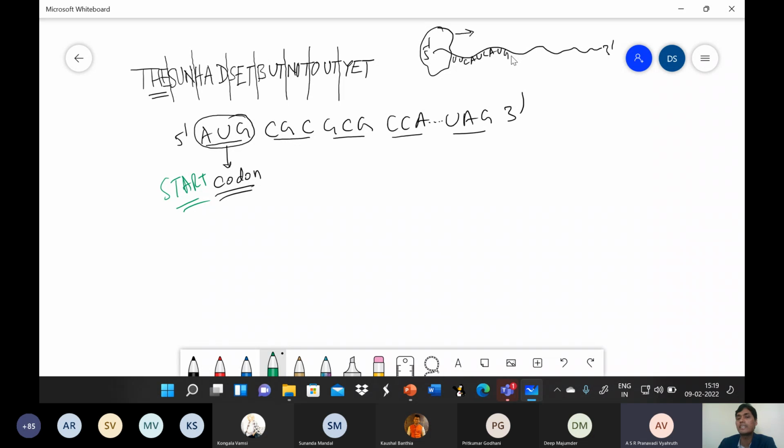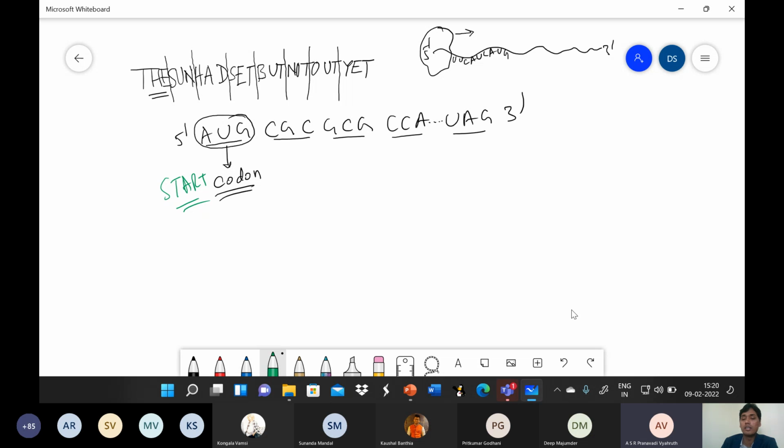Here we are just writing some sequence like UCA, any sequence. But whenever it selects the first codon here, AUG, the start codon, then every consecutive 3 nucleotides present on the mRNA will be the next codon. So that way it will go on.